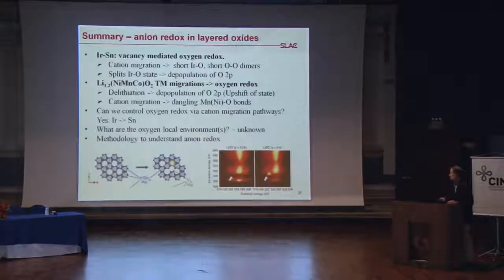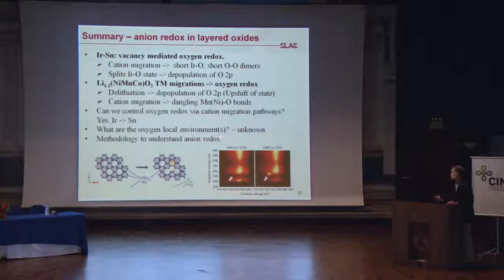Okay, so to summarize, I've talked to you a lot about the iridium tin compound, how we see this vacancy-mediated oxygen redox. There are a couple of suggestions as to what this could be due to. We have some evidence for this. Not clear we have any evidence for this. What this does is split the state, leading to the depopulation or oxidation of the oxygen. We see similar behavior in the 3D transition metals, nickel, manganese, cobalt oxide.